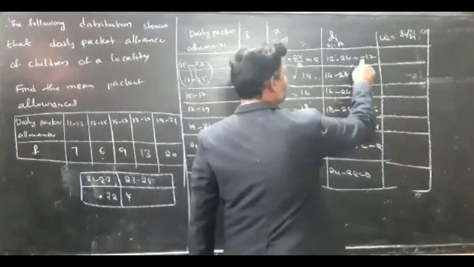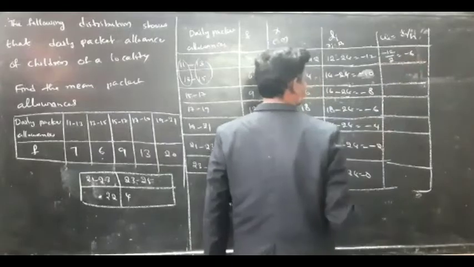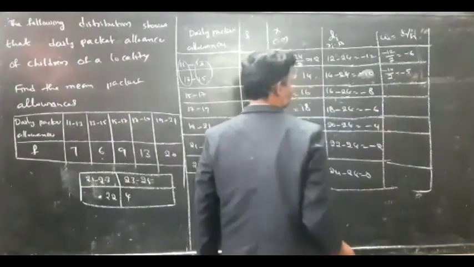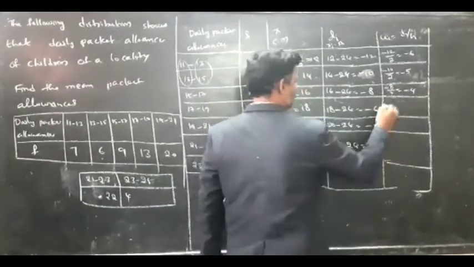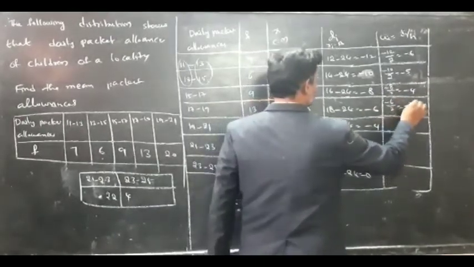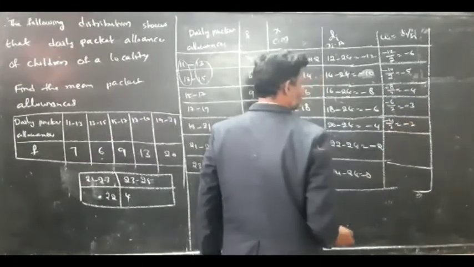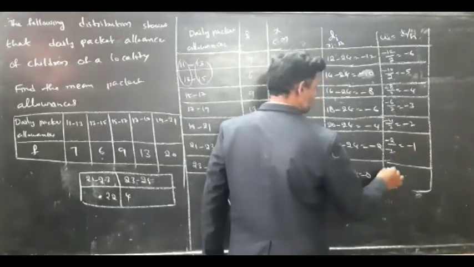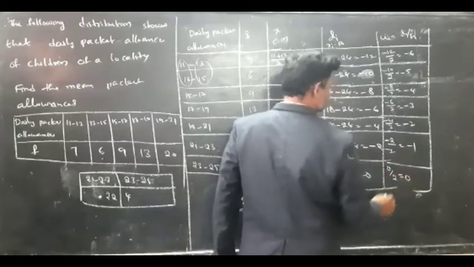Then Di means minus 12 by 2 is equal to minus 6. Then minus 10 by 2 is equal to minus 5. Minus 8 by 2 is equal to minus 4. Minus 6 by 2 is equal to minus 3. Minus 4 by 2 is equal to minus 2. Minus 2 by 2 is equal to minus 1. Then 0 by 2 is equal to 0.